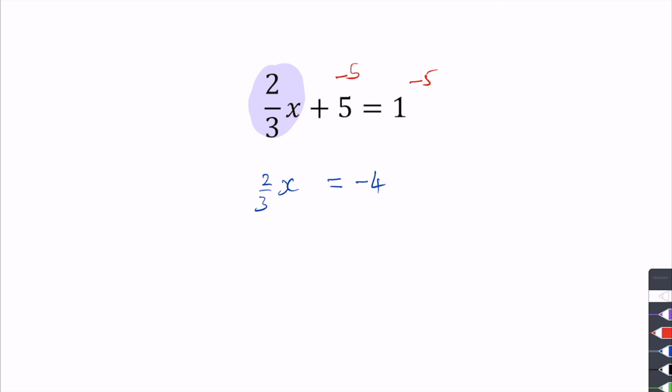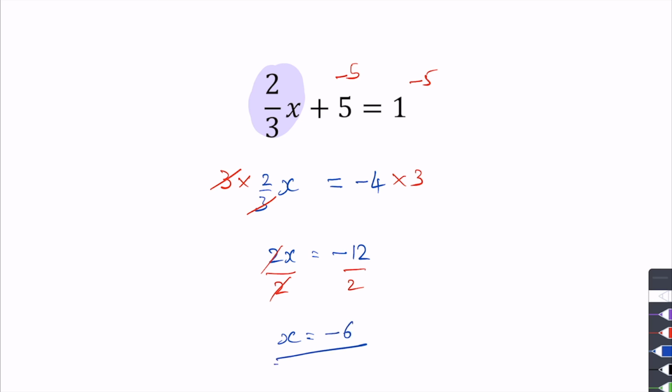Now I want to remove my denominator. So I multiply by 3 there, and multiply by 3 there. Those 3's cancel, and that gives me 2x is equal to minus 12. And now I divide by 2 on both sides. My 2's cancel there, leaving me with x. And on the right hand side, I get minus 6.